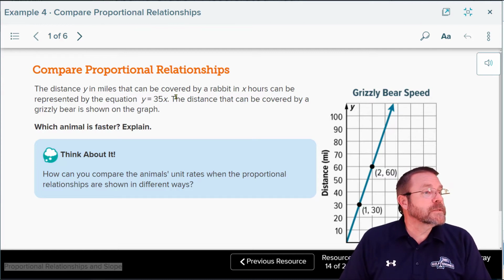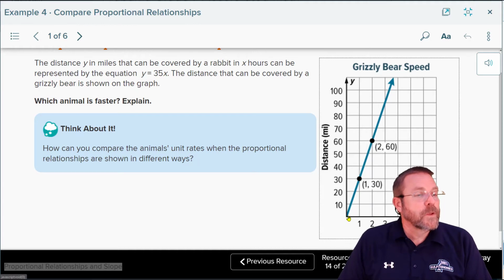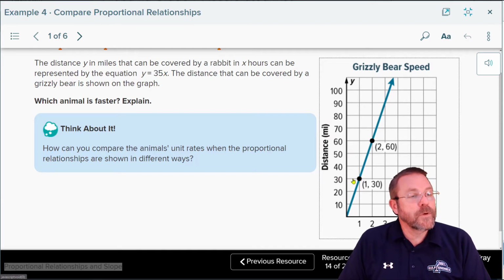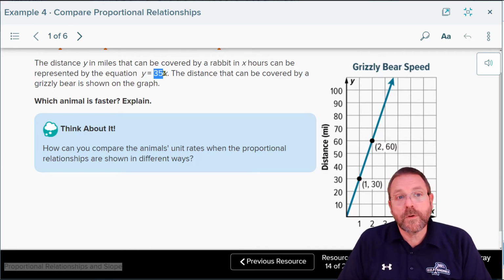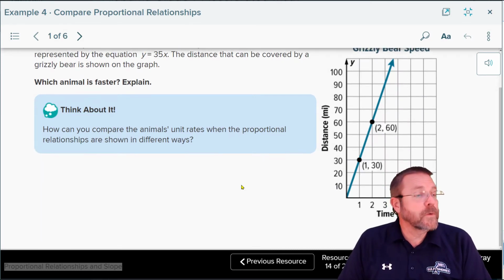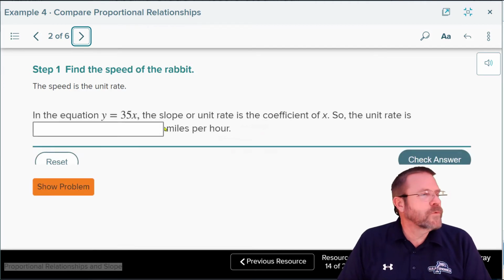Anyhow, the distance that can be covered by a grizzly bear is going to be shown on the graph. So here we want to find out which animal is going to be faster. You can see that right here where you have your grizzly bear, he has a speed of 30 miles in 1 hour compared to your rabbit that was 35 to 1, or 35 miles in 1 hour. That means that little rabbit is going to be a little bit quicker than that grizzly bear. But let's actually dig into it and prove it some.